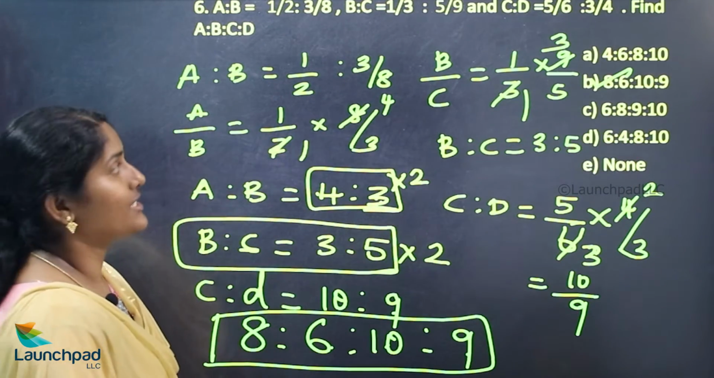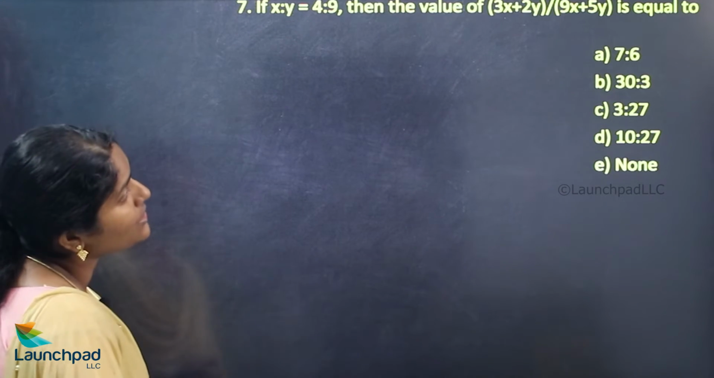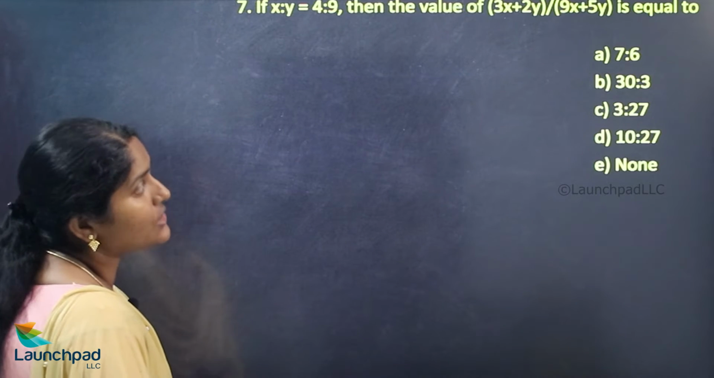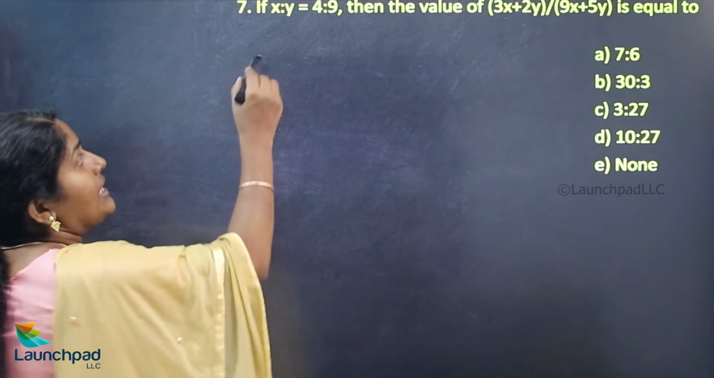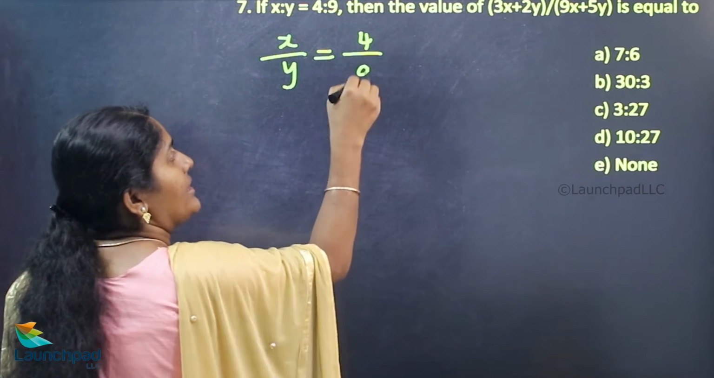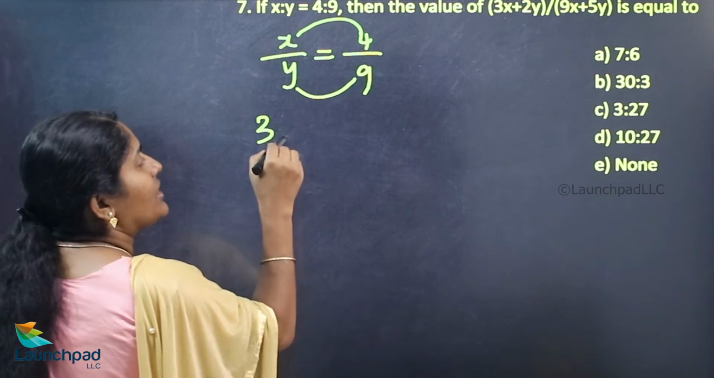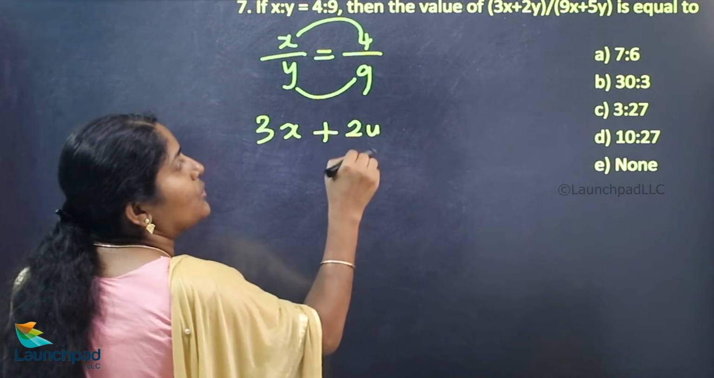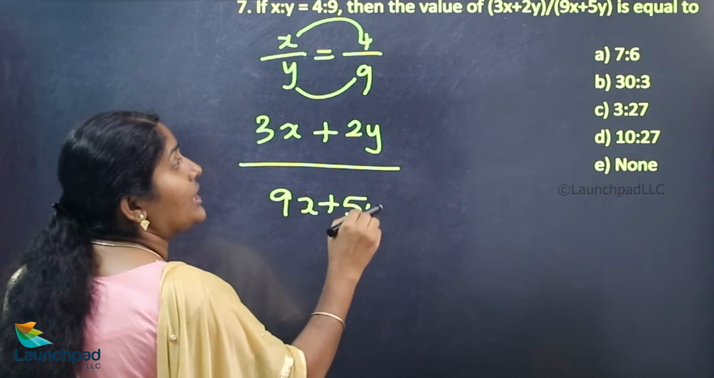We'll move on to your next question. If x is to y is equal to 4 is to 9, then the value of 3x plus 2y divided by 9x plus 5y is equal to, so x by y is equal to 4 by 9. The x value is 4 and the y value is 9. So what is your question? 3x plus 2y divided by 9x plus 5y.